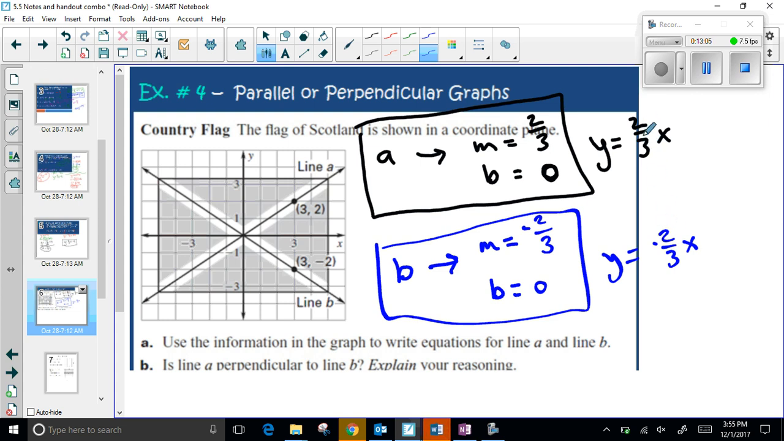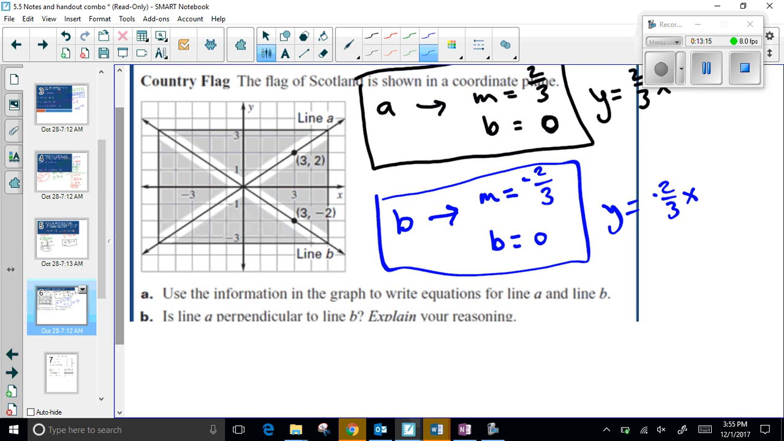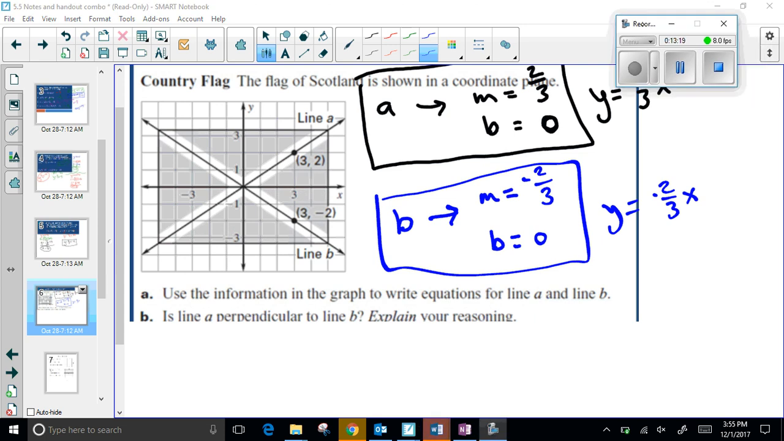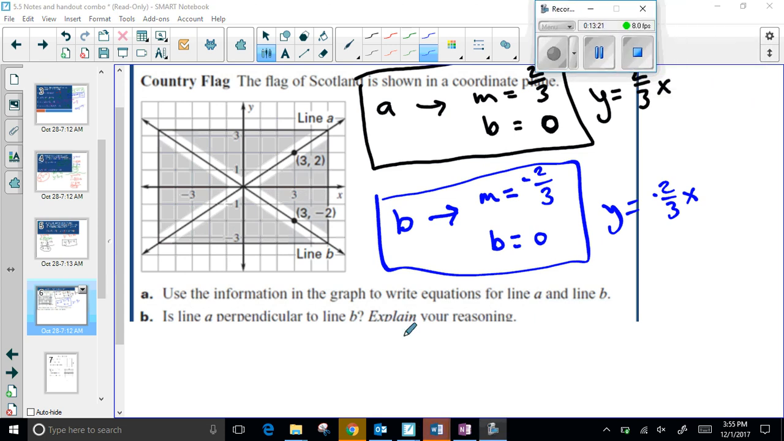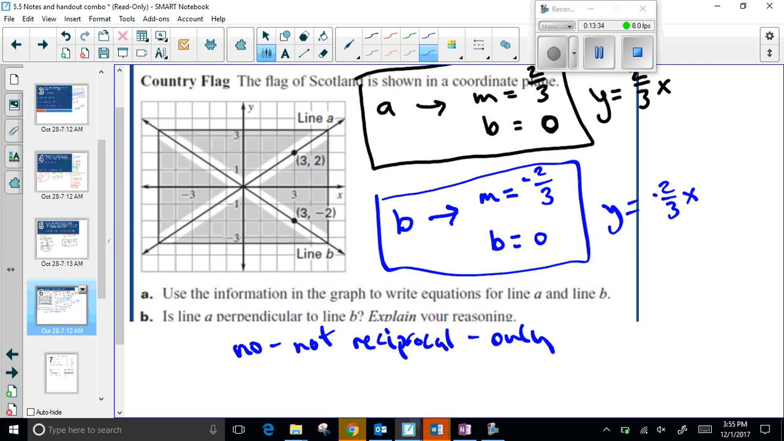When I compare them, these slopes are reciprocals of one another, or they're not reciprocals of one another. They're the same, except they have the opposite sign. So instead of being opposite reciprocals, they're just opposites. So the reason for this not being perpendicular is there's only one of the two requirements. So are they perpendicular? No. They are not reciprocal of one another. They're only opposite.